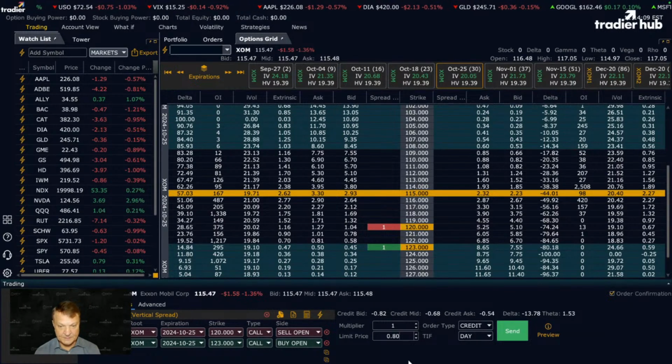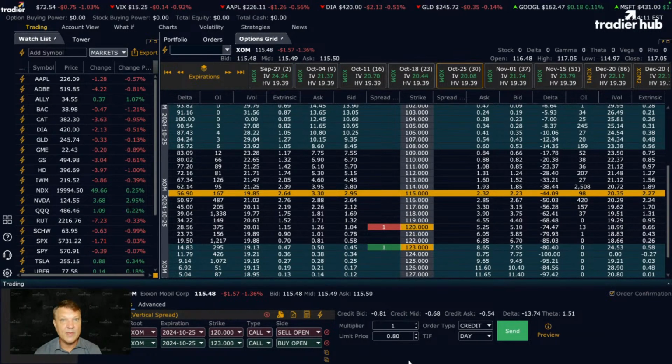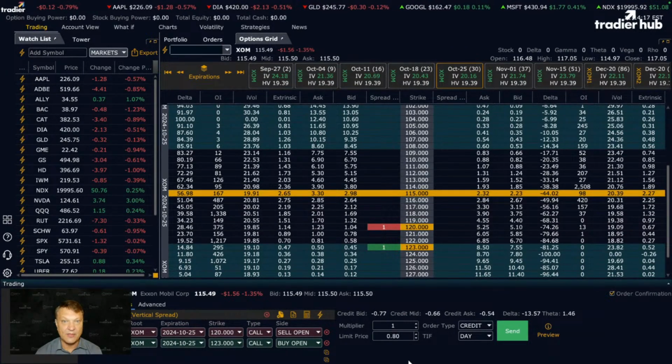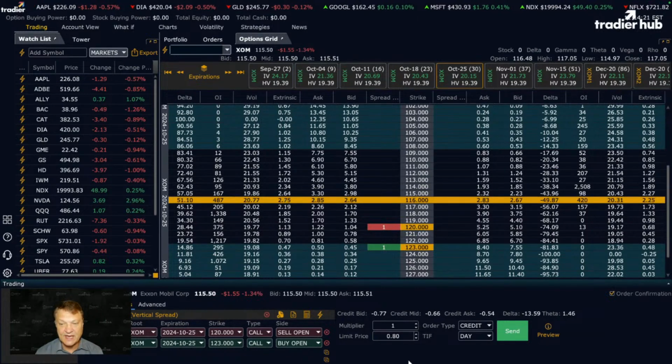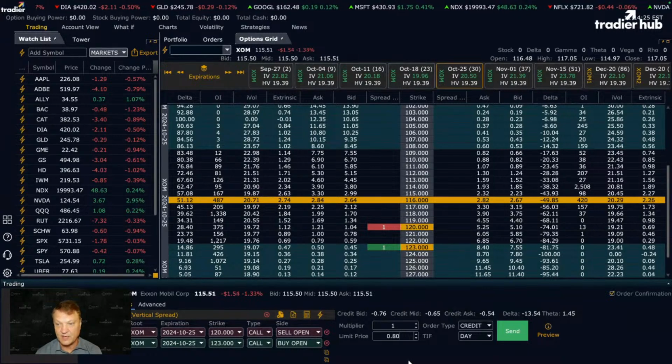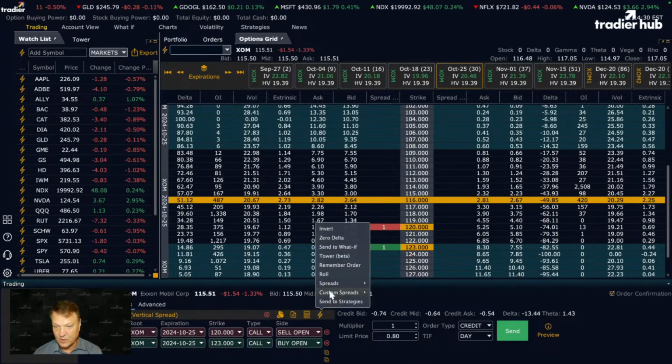And that will be our maximum upside, would be $80 for every 1-by-1 spread that we do. Our maximum risk would be $3 minus that 80 cents, or $2.20. That would be our max risk on that trade. So let's send it to the what if calculator.